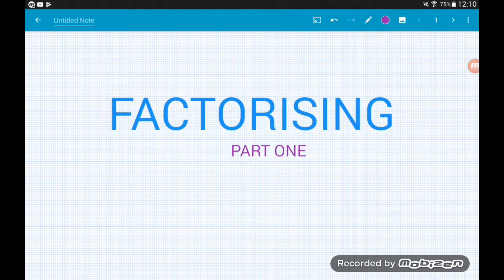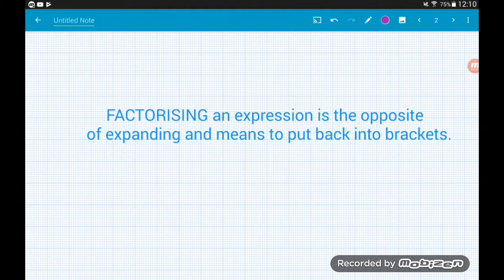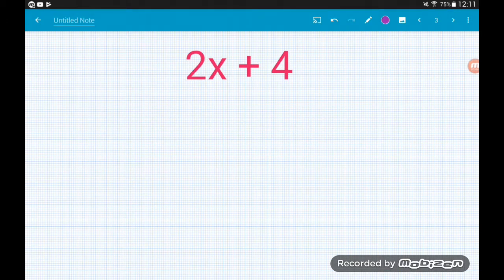Okay, let's get cracking. So before we hit any questions, we need to know what factorising is. So factorising is the complete opposite of expanding brackets. When we're factorising, we're taking an expanded expression and putting it back into brackets. So let's get going. Okay, so question 1 then. We want to factorise 2x plus 4.